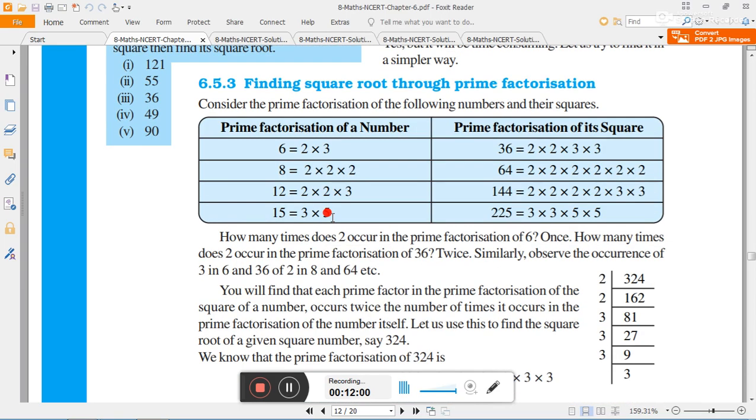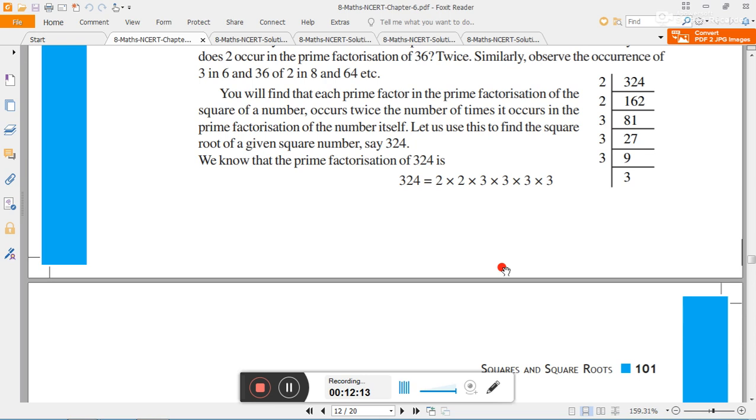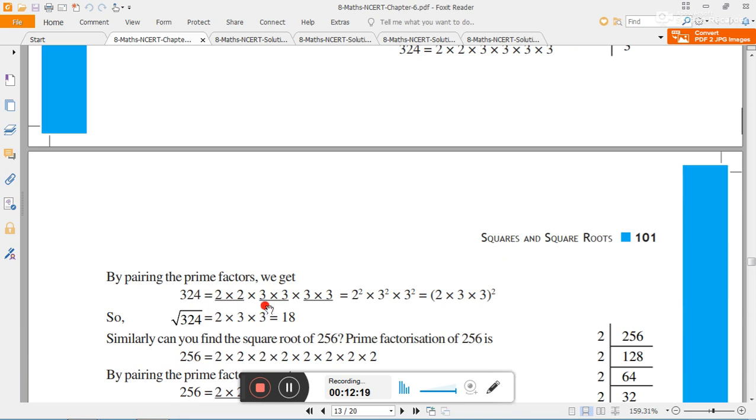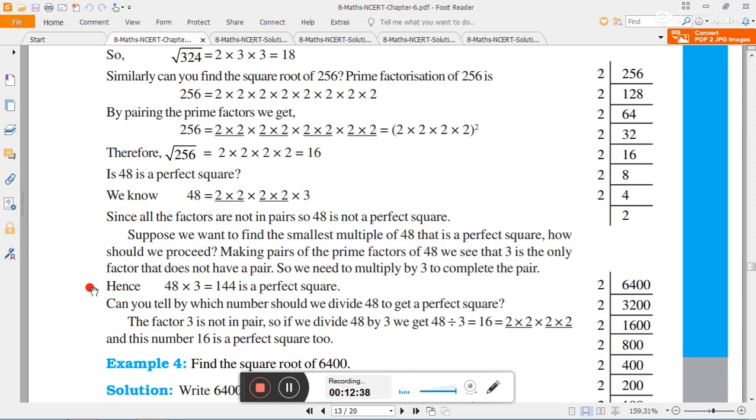So for that purpose, a very short and regular method we use is the prime factorization method. First of all, make the prime factorization of the given number, and from the prime factors, only choose the pairs of 2, 2, and from each pair take one as part of the square root. See here, from the pair 2, 2, one 2 is taken, from this pair one 3 is taken, and from this pair one 3 is taken, so the product is 18. So the square root of 324 is 18. This is a very important prime factorization method.